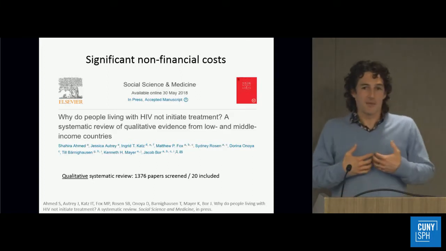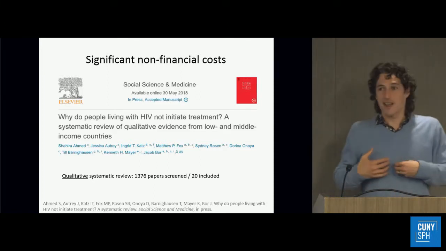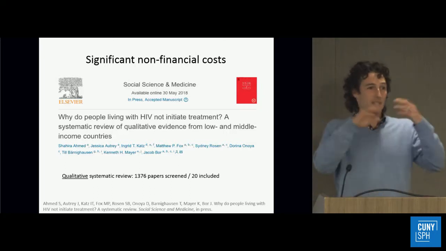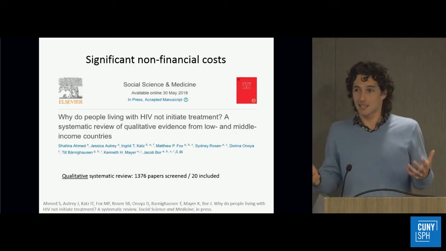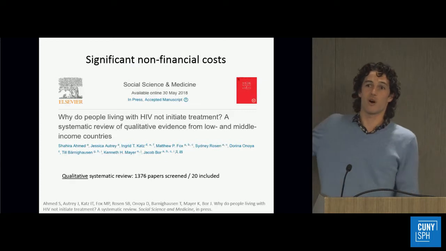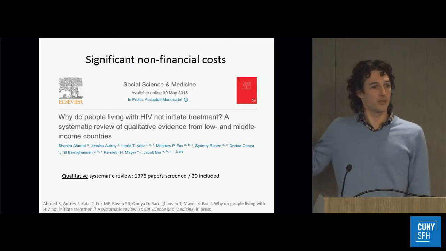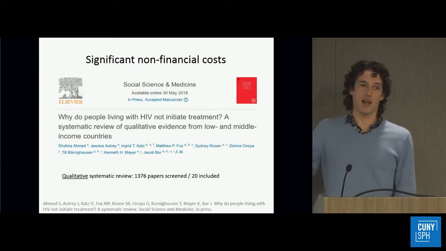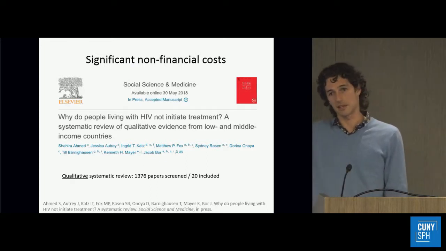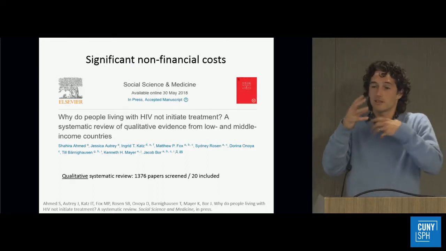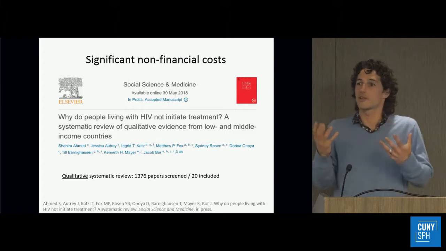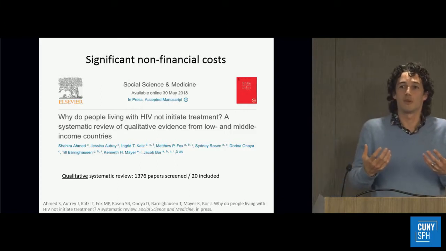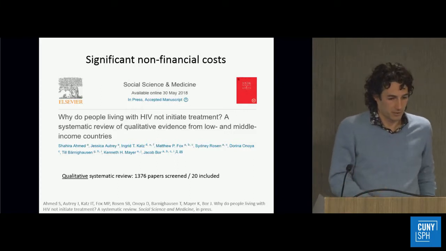And I'm not a qualitative researcher, and so I don't have expertise in that, but there are lots of really good qualitative researchers who've asked this question, and so we did a systematic review of the qualitative literature to say, are there reasons that people are saying in different contexts in South Africa and in Kenya and in Guinea, like similar things, and are there things that are coming out about why people with HIV are choosing not to start treatment?